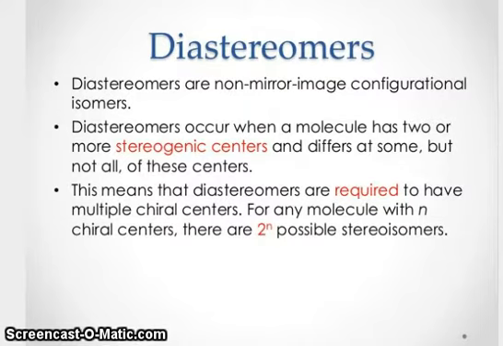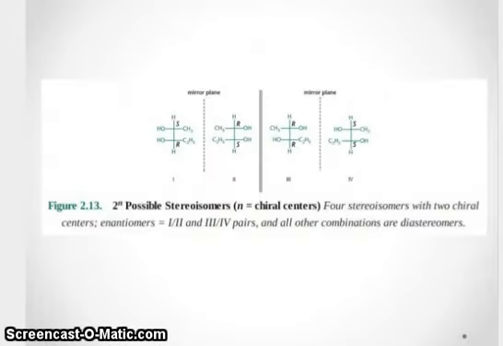For any molecule with n chiral centers, there are 2 to the power n possible stereoisomers. So friends, look here: 2 to the power n possible stereoisomers, where n is the number of chiral centers. Four stereoisomers with 2 chiral centers: enantiomers are pairs 1 and 2, and 3 and 4, and all other combinations are diastereomers.